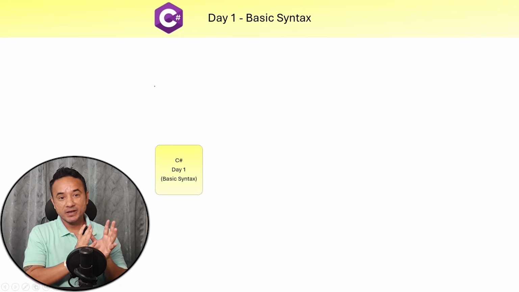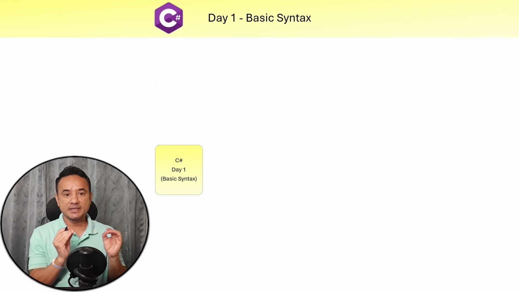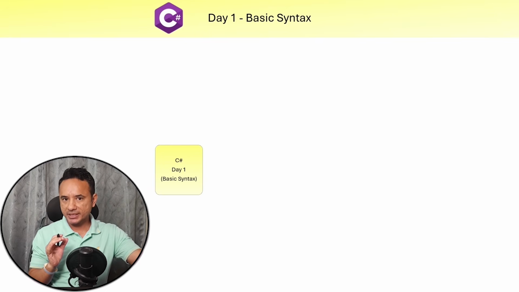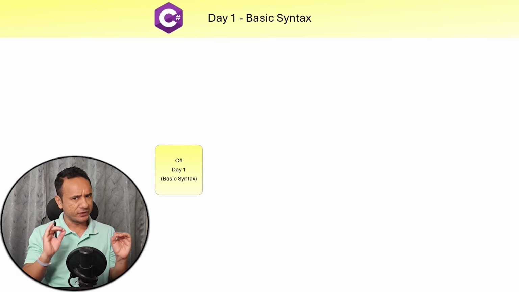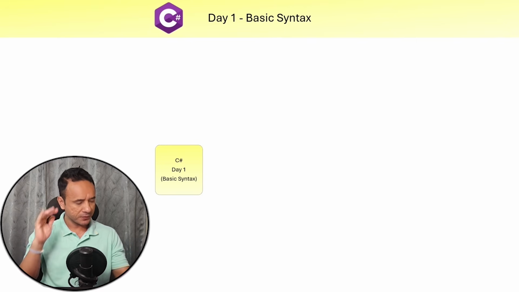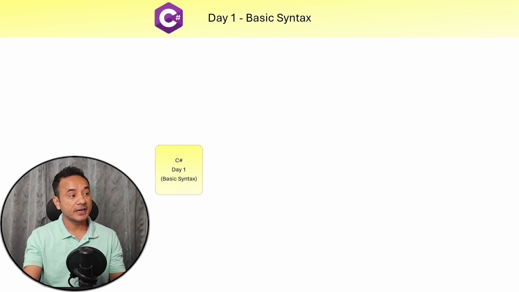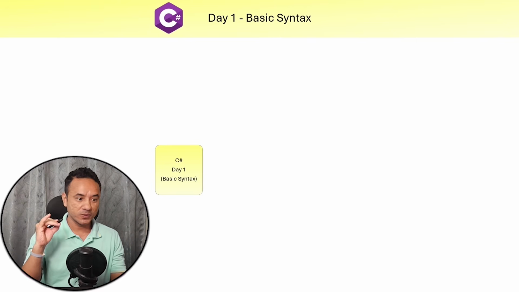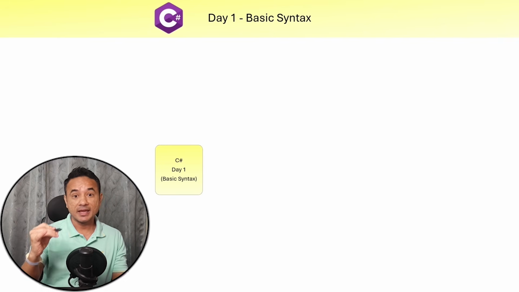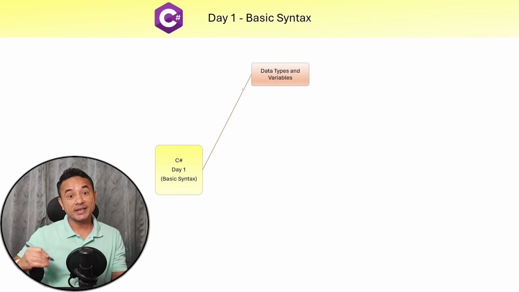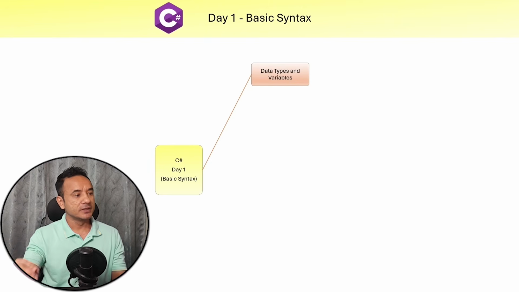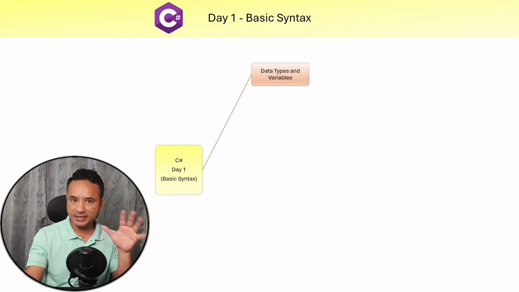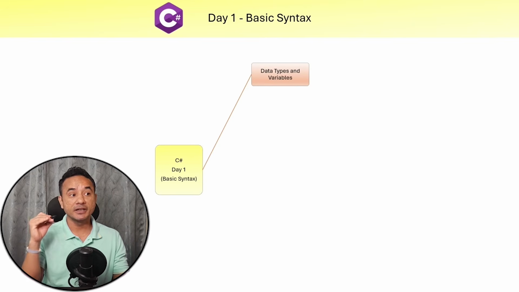Here is the day one, and the goal of this day one is if you know all the concepts here, that means you can write small basic programs confidently in C Sharp. Okay. First thing here is data types and variables. Variables store data and data types define what kind of data variable can be held, right? Then C Sharp provides built-in data types which are divided into value types and reference types.